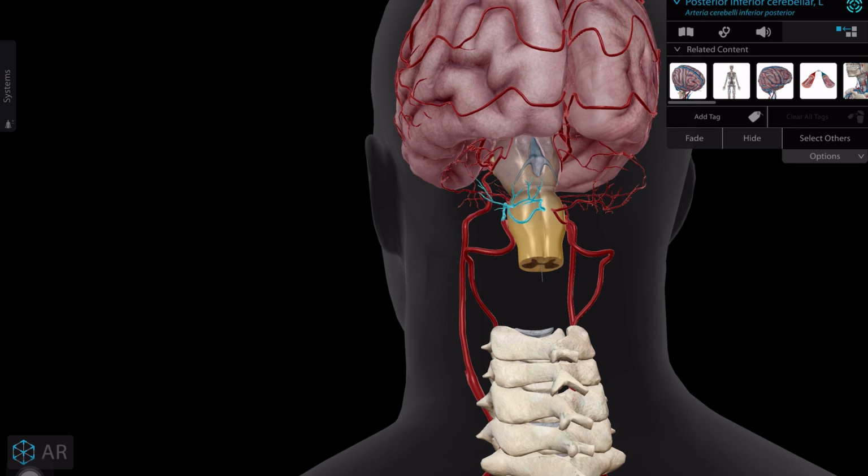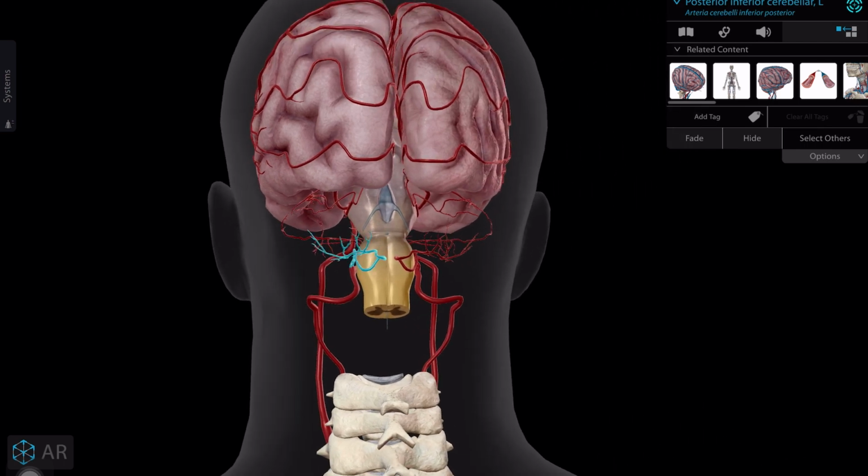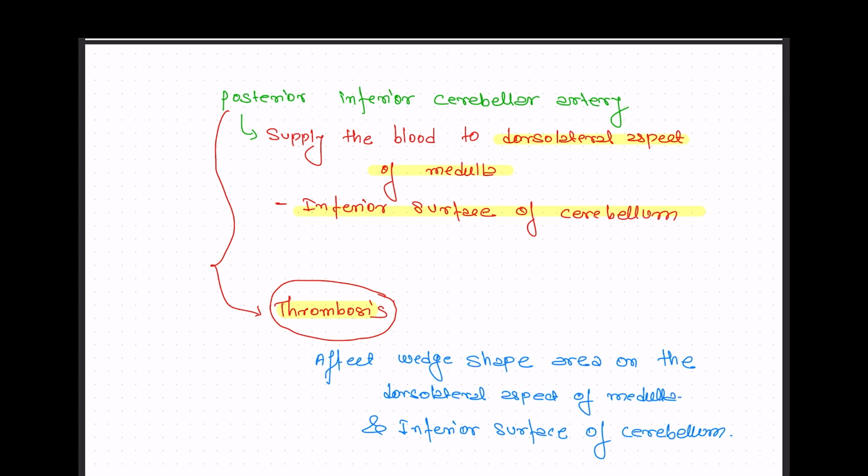Along with this, the anterior and posterior spinal arteries also supply blood to the medulla oblongata. In this 3D image we cannot see the anterior and posterior spinal arteries, which come from the spinal cord and also supply the medulla oblongata. From the above 3D image we can find the location of the posterior inferior cerebellar artery, which is mainly responsible for supplying blood to the dorsolateral aspect of the medulla and the inferior surface of the cerebellum. If thrombosis of this artery occurs, then the wedge shaped area on the dorsolateral aspect of the medulla and the inferior surface of the cerebellum is affected.